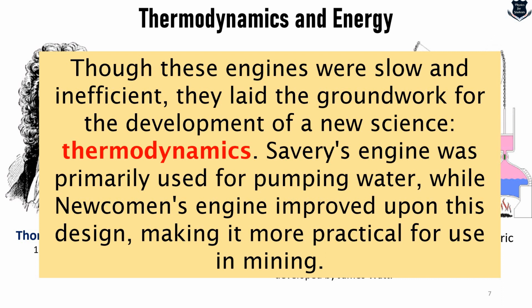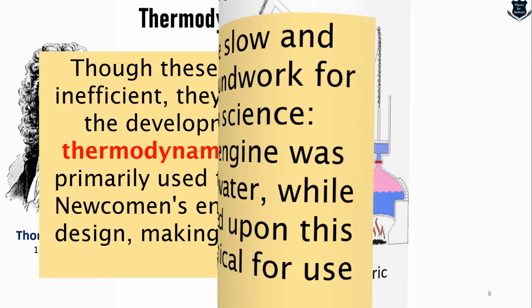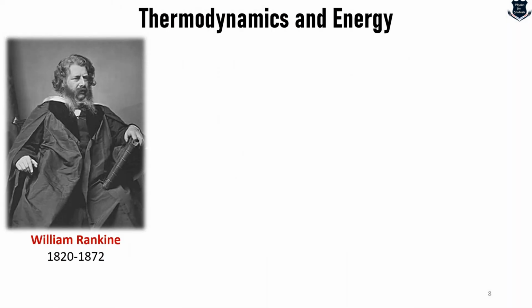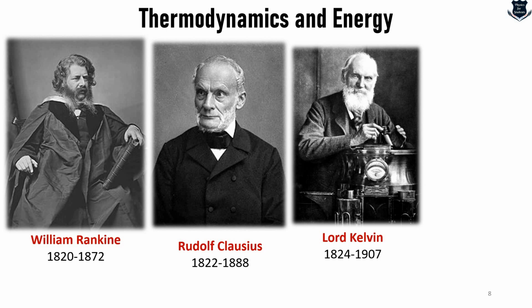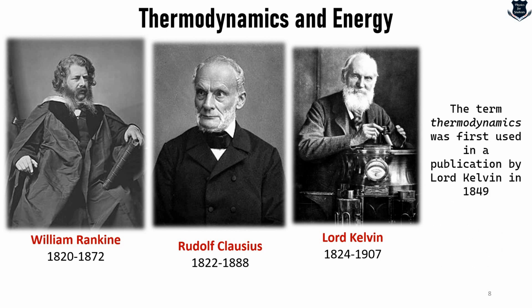But apart from Thomas Savery and Newcomen, there were a few more people who made a significant contribution to thermodynamics. The first and second laws of thermodynamics, I would say, emerged simultaneously in 1815, primarily out of the works of William Rankine, Rudolf Clausius, and Lord Kelvin, formerly William Thomson. The term thermodynamics was first used in a publication by Lord Kelvin around 1849, and the first thermodynamics textbook was written in 1859 by William Rankine, a professor at the University of Glasgow.